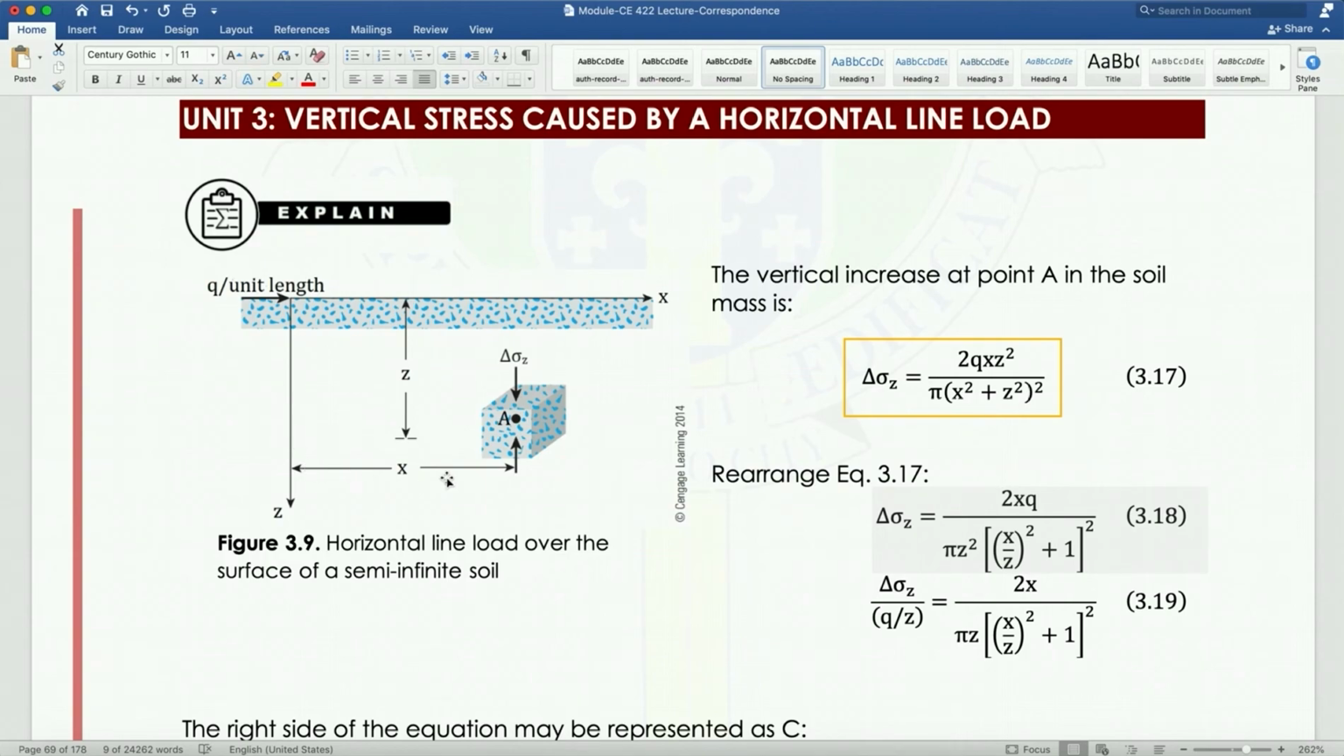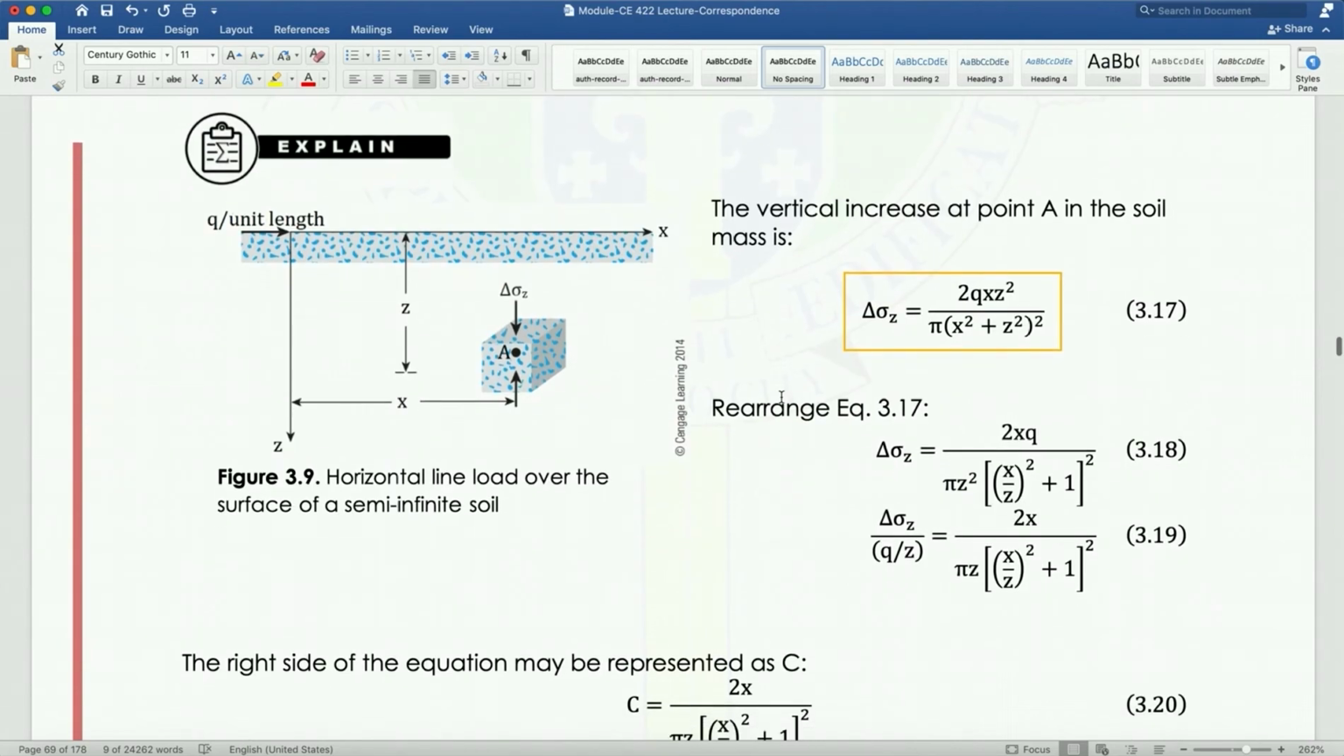It is located at a distance x from the point of application and has a depth of z from the ground surface. The vertical stress increase at point A in the soil mass is delta sigma z equals 2qxz squared divided by pi times quantity x squared plus z squared raised to the second power. If we expand and rearrange this equation, delta sigma z over q over z equals 2x over pi times z times quantity x over z squared plus 1, quantity raised to the second power.